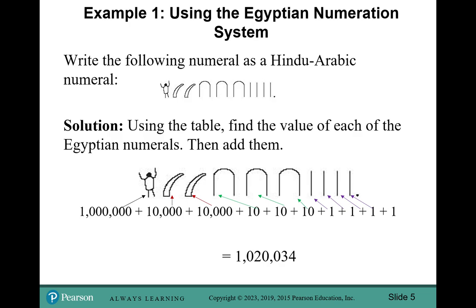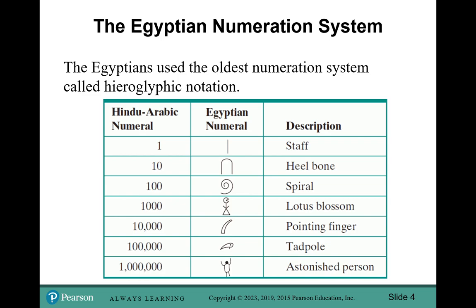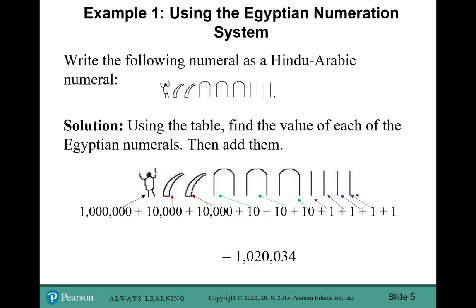So, we want to write the following numeral as a Hindu-Arabic numeral. We can refer back to the chart if need be to help us work through this. But what we see here, working back, our astonished person is the 1,000,000. The pointing finger are two 10,000s. Our heel bone here, we have 3 of those representing the 10. And then we have the simple staff. We have 4 of those representing 1s.